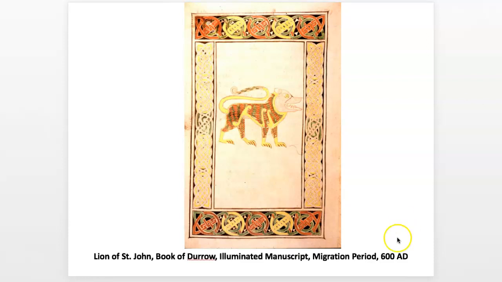The lion is representative of St. John. So we'll look and see in other ones that each of the 4 evangelists, the writers of the Gospels, Matthew, Mark, Luke, and John, have an animal or some type of different symbol associated with them. So St. John and the lion are connected, and that's why he's put at the front of this.